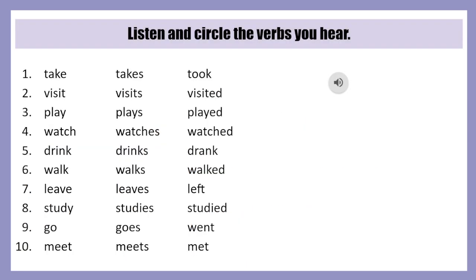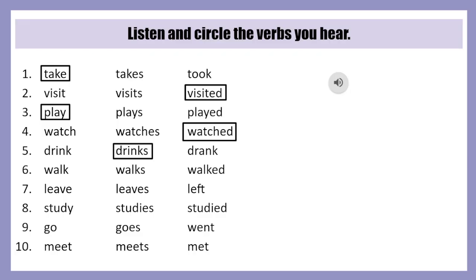Okay, listen and circle the verbs that you hear. One, I always take the bus to work. Two, she visited the museum last weekend. Three, they play soccer every Saturday. Four, we watched a movie yesterday. Five, he usually drinks coffee in the morning.